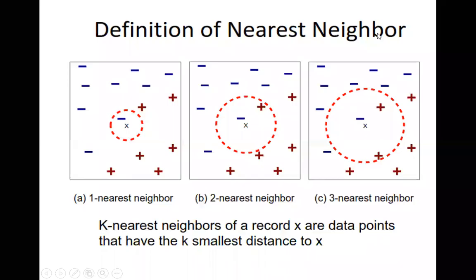Two neighbors are positive, but they are a little far; still, the majority comes to plus itself. So X we will consider as positive in the third case.